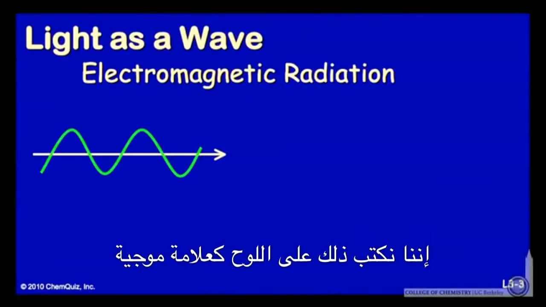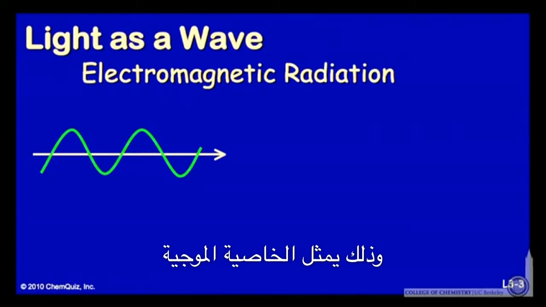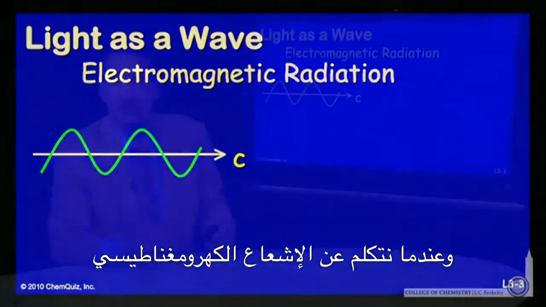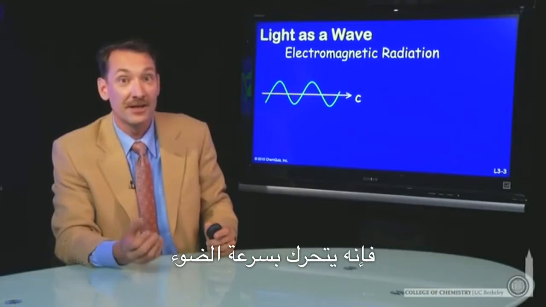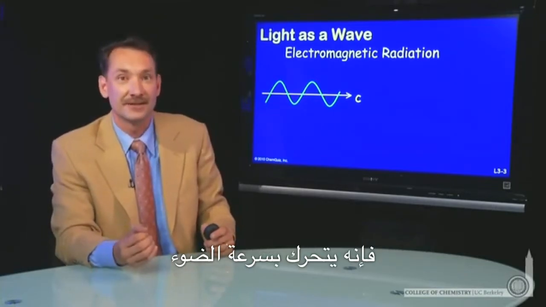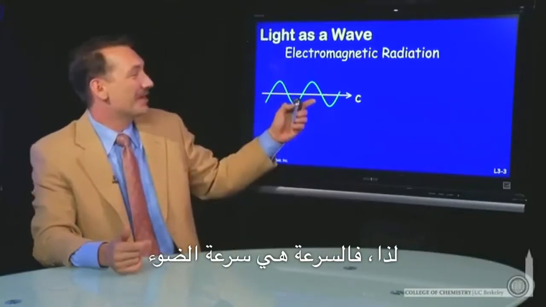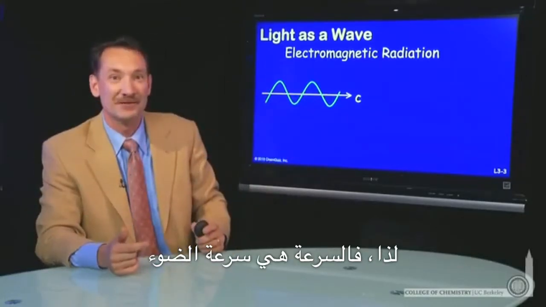We write that down on the board as a sine wave. That'll designate our wave-like property. And if it travels in a certain direction, we'll give that direction of travel and we'll give its speed. When we talk about electromagnetic radiation, it moves at the speed of light, as opposed to the speed of a surfer. So the speed is the speed of light.